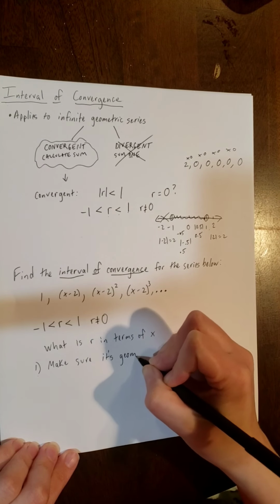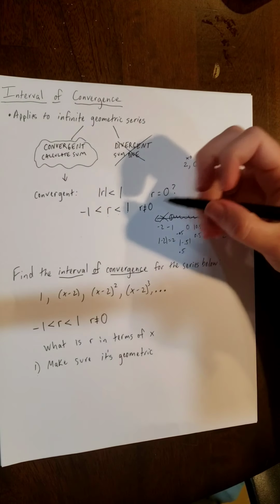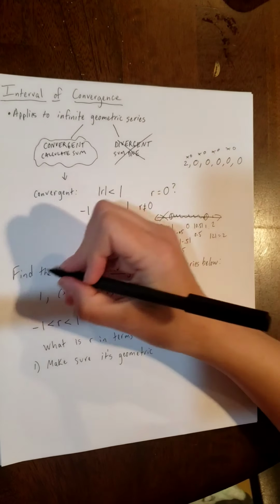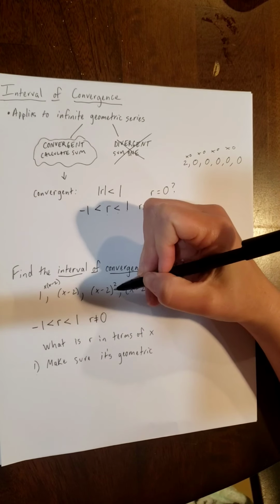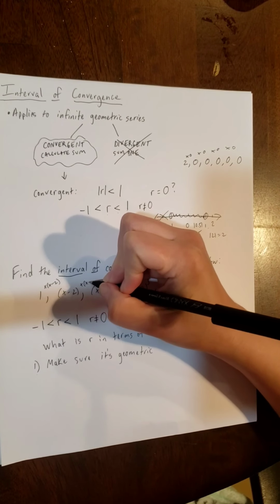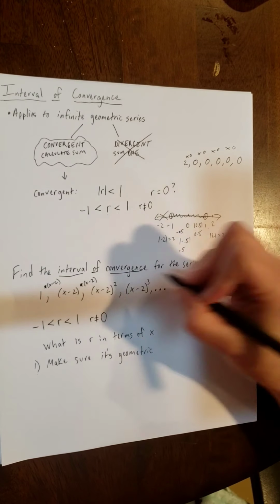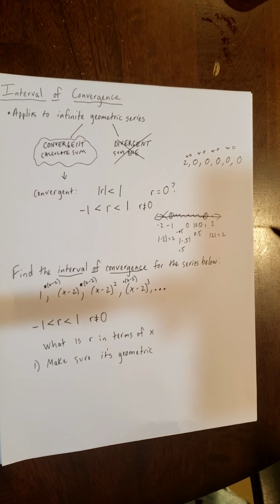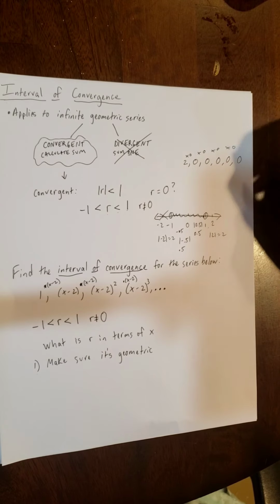So let's check to see if this series is in fact a geometric series. Geometric means we have a common ratio. So 1 times what is x minus 2? Well, that would be times x minus 2. x minus 2 times what is x minus 2 squared? Times x minus 2, right? I'll put a little multiplier symbol like that. Times x minus 2. So we see that, yes, this is a geometric series because our common ratio r is x minus 2.